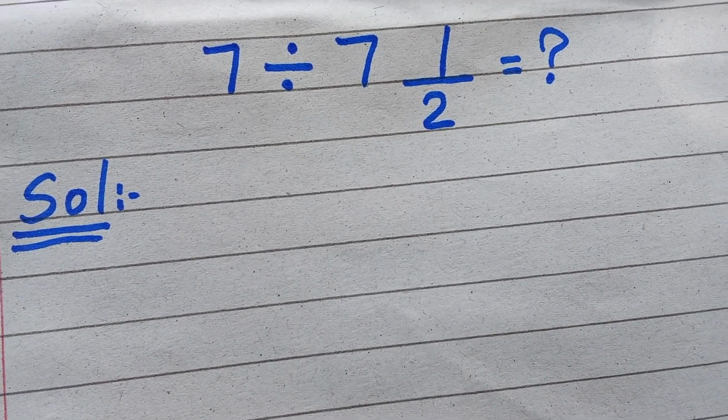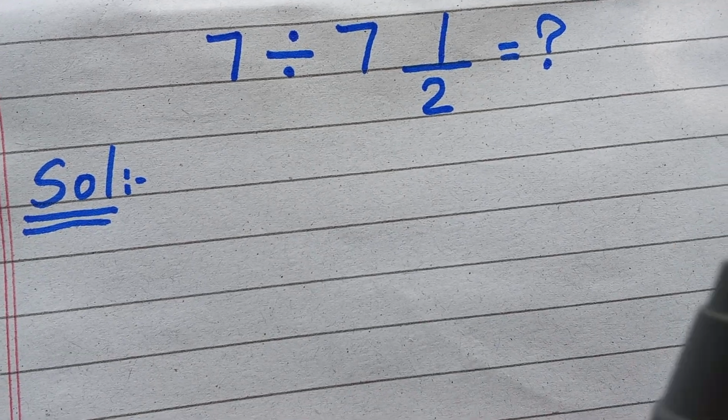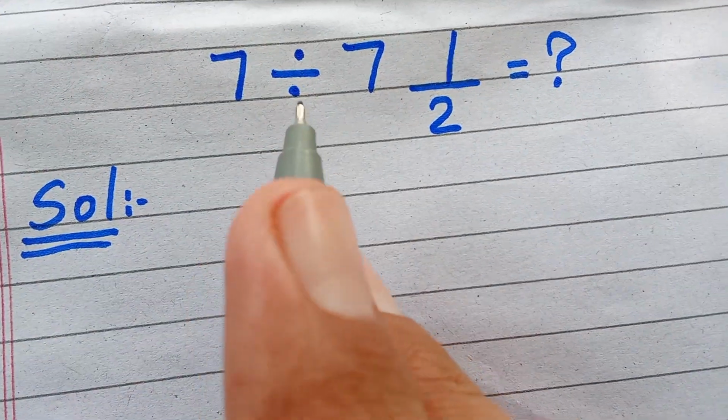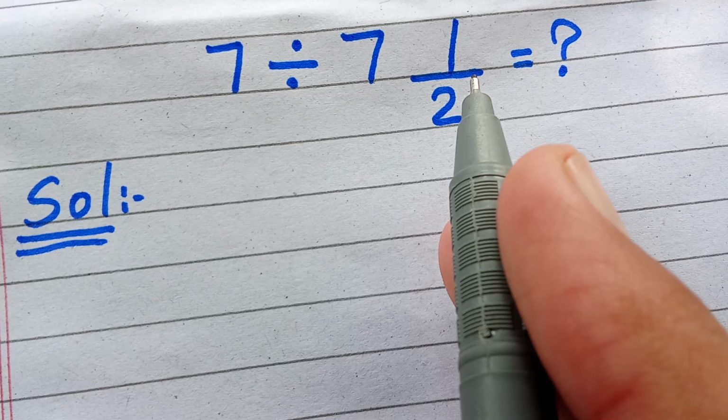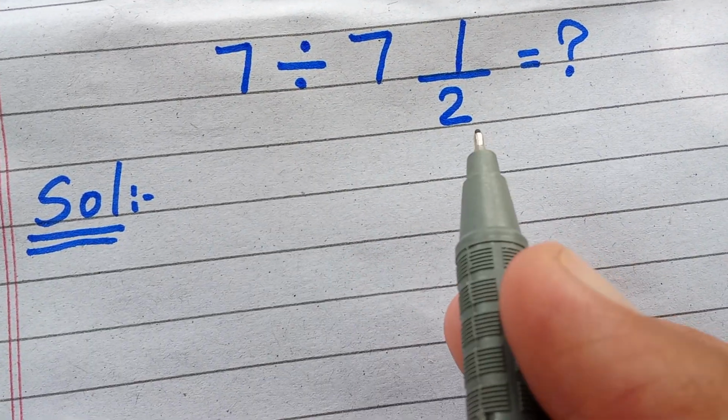In this video we can solve this difficult expression, which is 7 divided by 7 1 over 2. So how can we solve it?